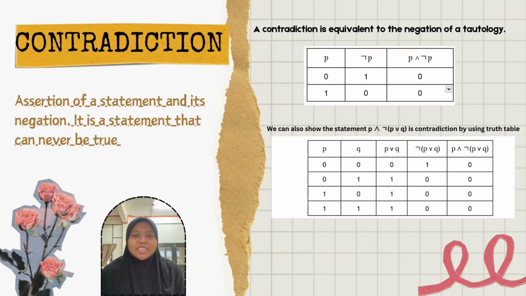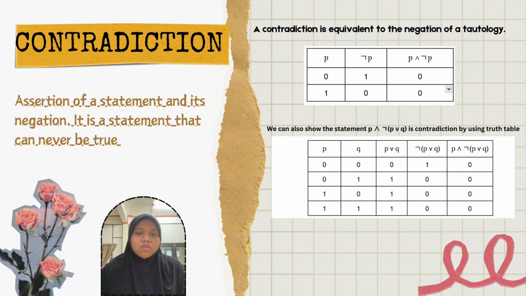Secondly, contradiction. A contradiction is the assertion of a statement and its negation. It is a statement that can never be true. A contradiction is equivalent to the negation of a tautology. The table below shows that P and not P is a contradiction.